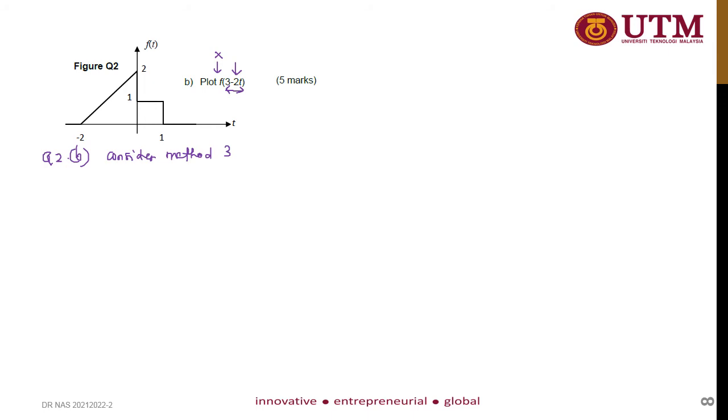So the first step is represent the equation inside the bracket using tau. In this case, tau equal to 3 - 2t. And then find t. So t equal to (tau - 3) divided by -2.